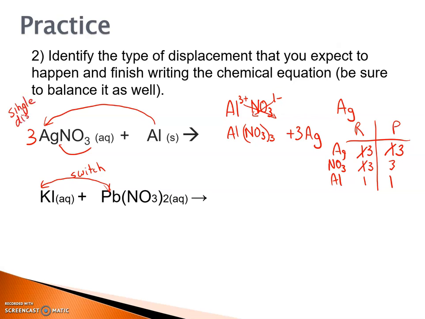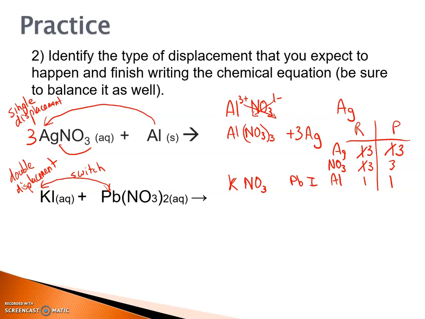The first one was a single displacement. This one is a double displacement, and those are going to switch. So what I'm going to get, again, I'm going to write these up above. I'm going to write K, and I'm going to look at the charges in a minute. I'm going to get K and NO3. And then the other thing I'm going to have is lead and iodine.